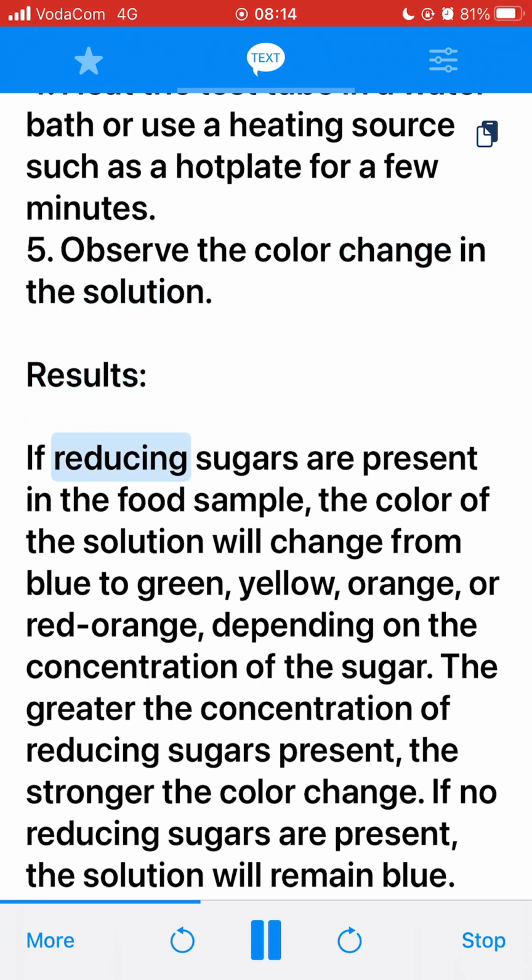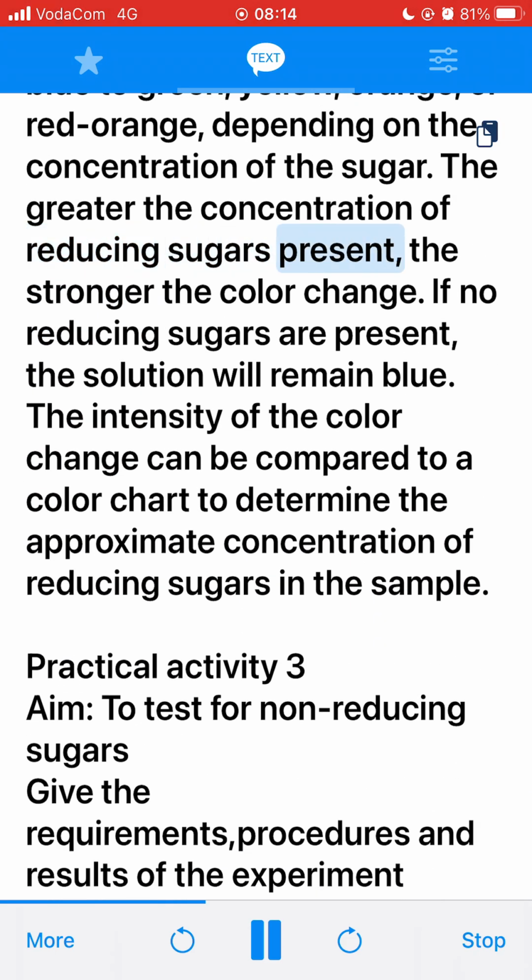Results. If reducing sugars are present in the food sample, the color of the solution will change from blue to green, yellow, orange, or red-orange, depending on the concentration of the sugar. The greater the concentration of reducing sugars present, the stronger the color change. If no reducing sugars are present, the solution will remain blue. The intensity of the color change can be compared to a color chart to determine the approximate concentration of reducing sugars in the sample. Practical Activity 3.